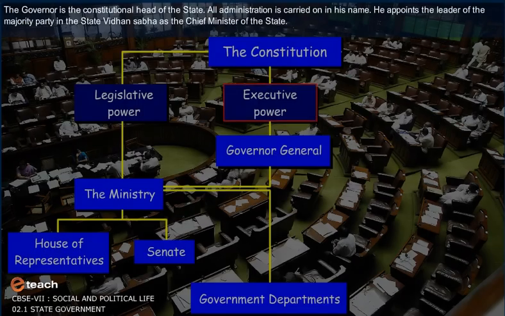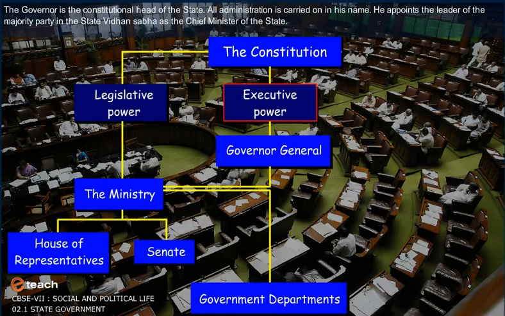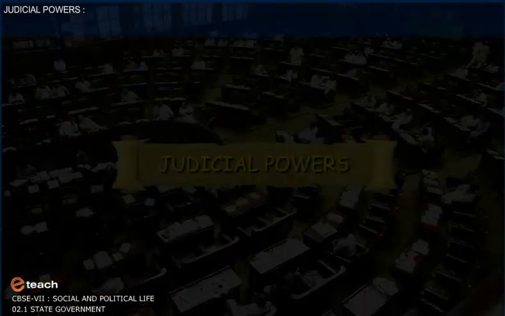Executive powers. The Governor is the constitutional head of the state. All administration is carried on in his name. He appoints the leader of the majority party in the state Vidhan Sabha as the Chief Minister of the state.